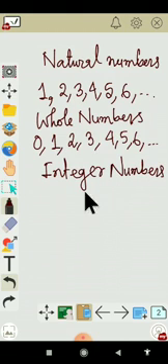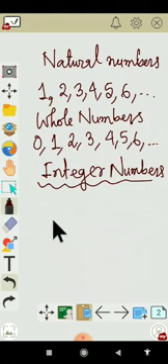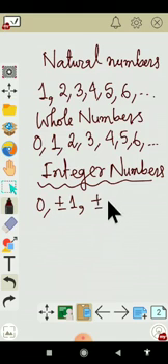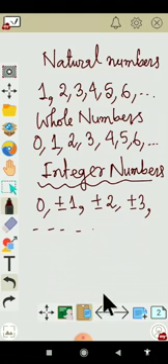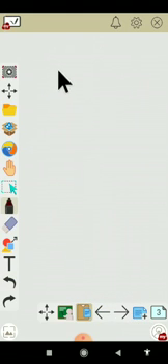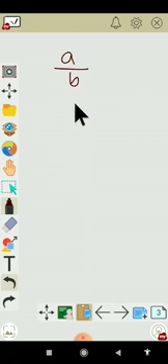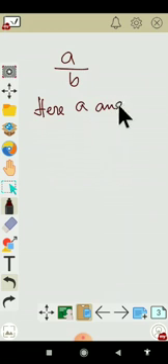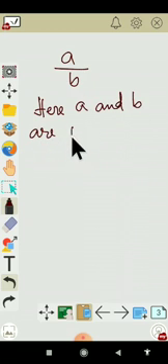And in this type of numbers we have found positive and negative numbers, all types of numbers. Integer numbers. Now next we will see a number which is in the form of a by b. This type of number is called a fraction, and here a and b are natural numbers.